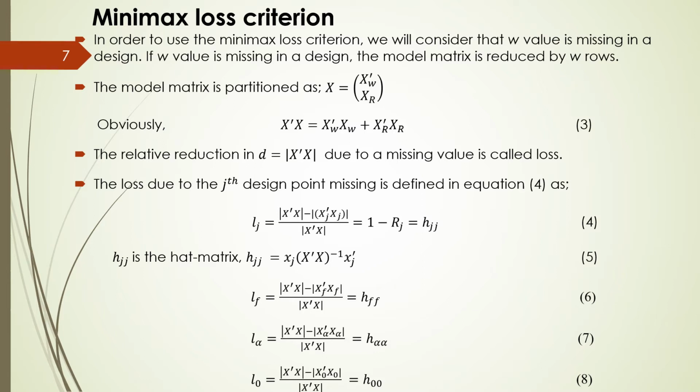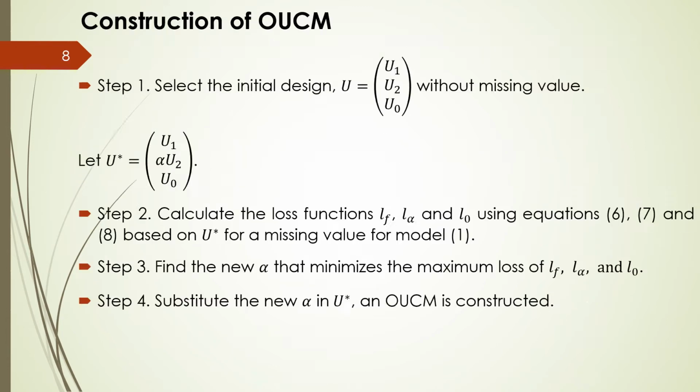Now the relative reduction in the determinant of the information matrix is called the loss, and the loss due to the j-th design point missing is defined in equation 4 as this, such that the loss functions of the factorial, axial, and center points are defined respectively in equations 6 to 8.